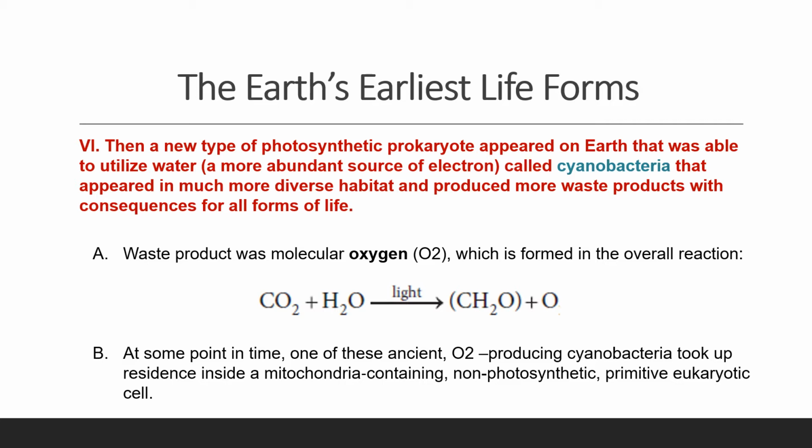And then a new type of photosynthetic prokaryote appeared on Earth that was able to utilize water. Because water is a more abundant resource that we have on Earth, and it can give a huge amount of electrons. This prokaryote is what we call your cyanobacteria, which appeared in a much more diverse habitat and produced more waste products with consequences for all life forms.